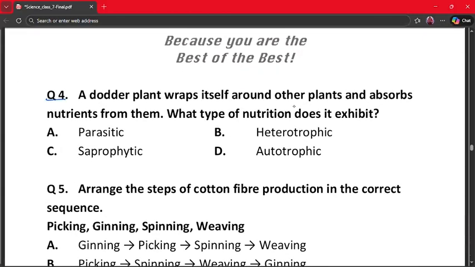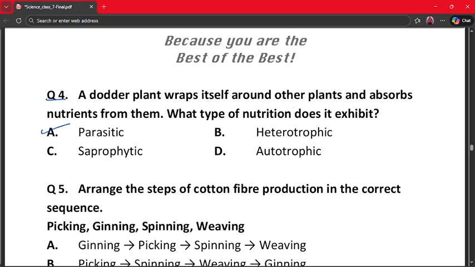A dodder plant wraps itself around other plants and absorbs nutrients from them. What type of nutrition does it exhibit? A. Parasitic. B. Heterotrophic. C. Saprophytic. And D. Autotrophic. The correct answer is A.